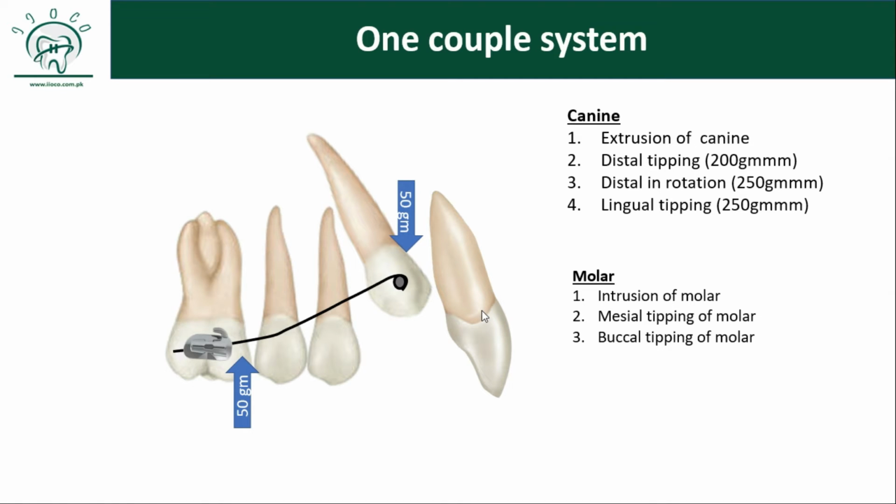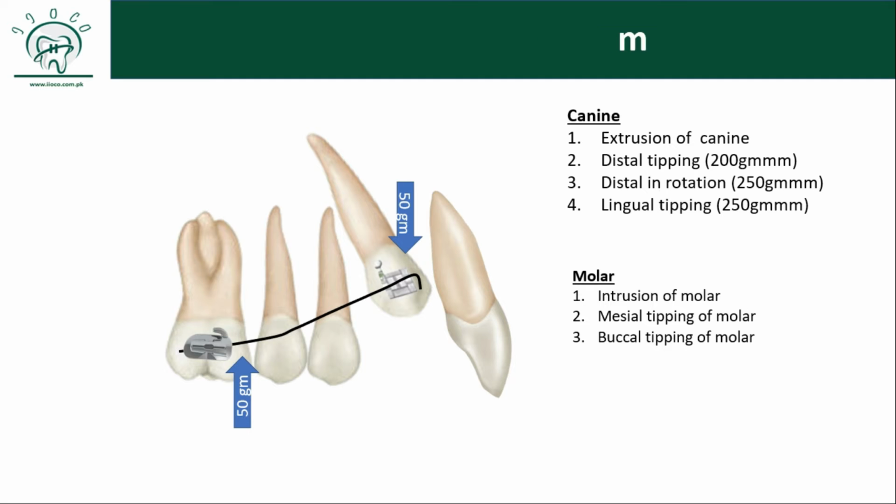But if you replace the attachment on canine with a bracket instead of a lingual button and try to place this rectangular wire into the canine bracket, since the wire is rectangular in its cross section and you are using edgewise bracket, therefore there will be generation of couple on this canine as well. Now this system is no more one couple system, but it is transformed into two couple system. The effect of this system on molar will be the same. However, the effect on canine will be different because of the generation of couple.